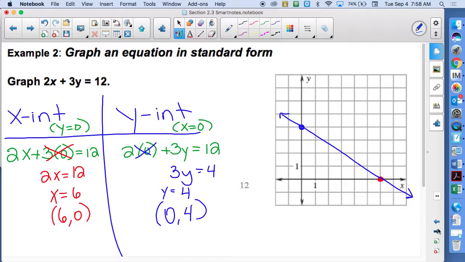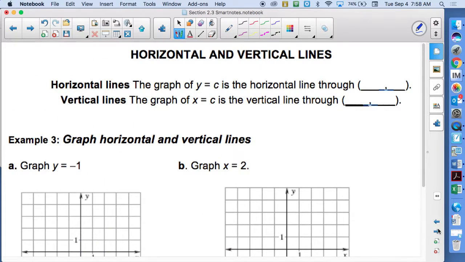So if you flip it over, really short day of notes. I believe it's just these 2 examples on the next page. Kind of reviewing the difference between a vertical and a horizontal line. So it says horizontal lines. The graph of y equals c is the horizontal line through blank.